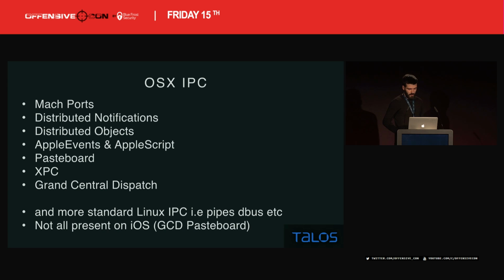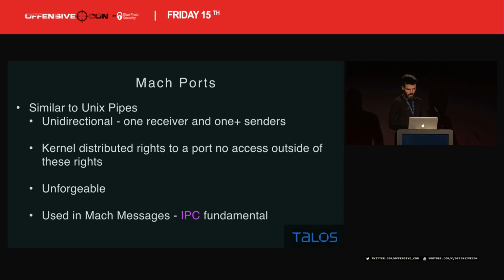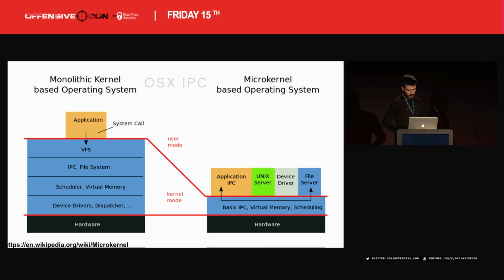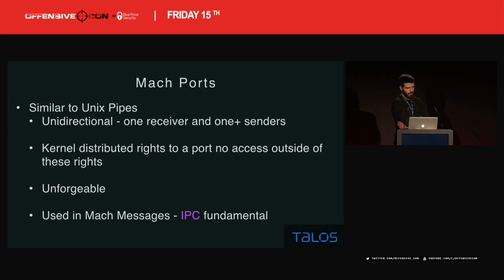So here's a big list of all the interprocess communication mechanisms. We're going to be focusing on Mach ports and cross-process communication. Mach ports are very similar to Unix pipes. This is actually the stuff that's built into the kernel. So when you see the basic IPC there on the bottom, they're talking about Mach ports. So it's unidirectional, one receiver and one plus sender. The kernel has direct access to these rights, and they are not sent out for any other reason. They're unforgeable. And Mach messaging is the technology that actually utilizes this and builds upon it.